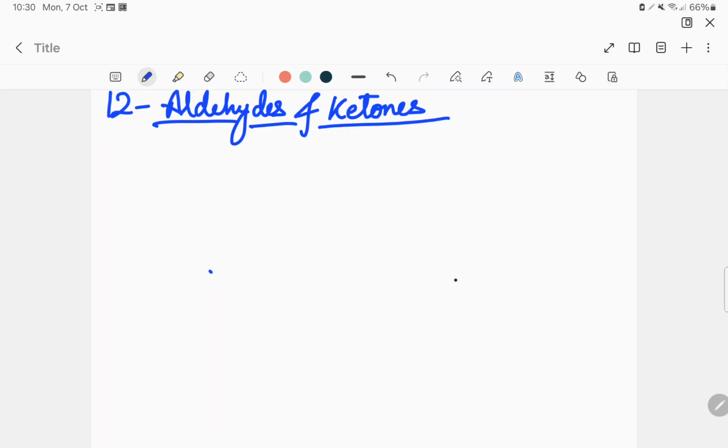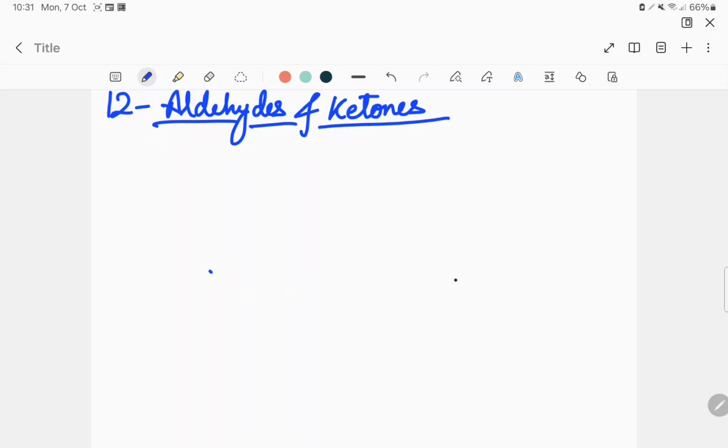When we look at the entire chapter, we are going to discuss nomenclature, the nature of the carbonyl group which is present, methods of preparation, physical and chemical properties, and the mechanism and the reactions, nucleophilic reactions. And the second is nucleophilic addition reaction and aldol condensation. These are very important reactions of aldehydes and ketones.